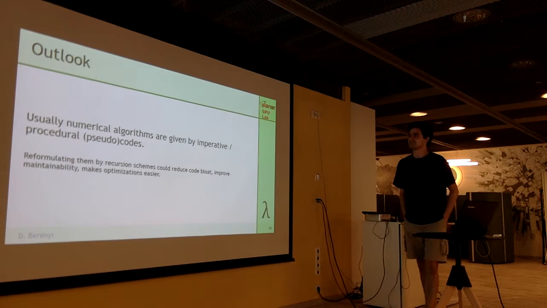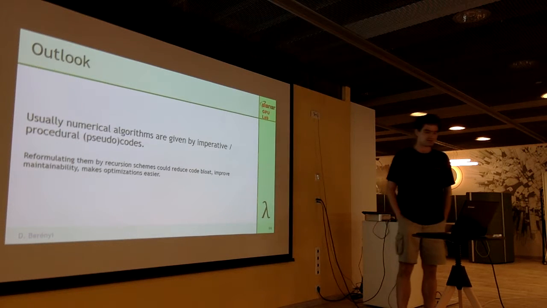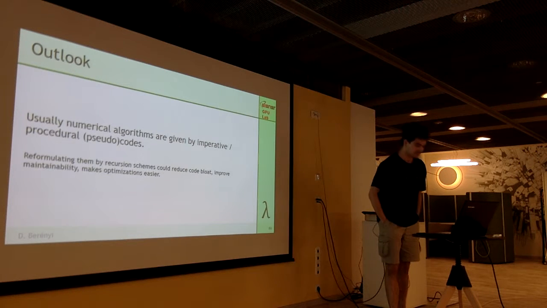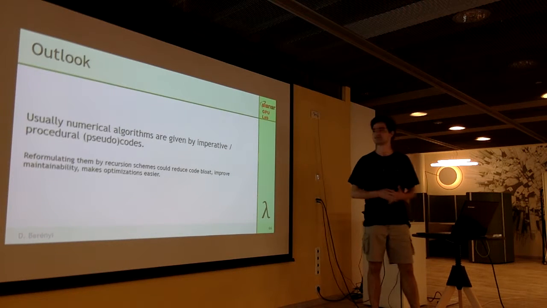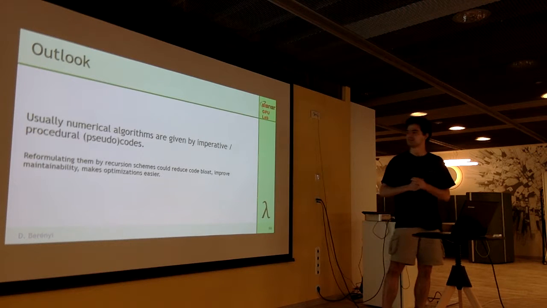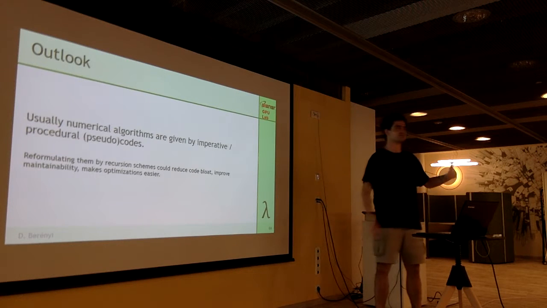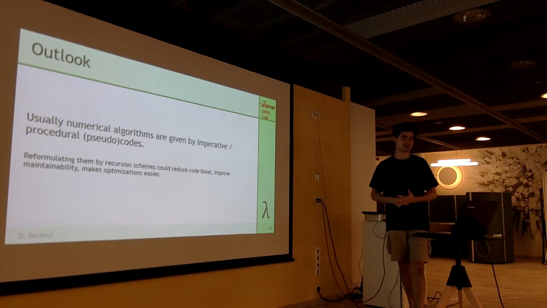Now, usually, if you open up the literature and you look for a certain numerical algorithm, you're going to find imperative and procedural language-based pseudocodes. Now, this is a bad thing, again, because if you really would like to use functional programming, you need to reformulate everything, and sometimes it is not that trivial to transform the code from the article. And reformulating them using these recursion schemes could be an interesting study, and we are really looking into that because it could reduce code bloat. You can reuse many more patterns in multiple cases. It will improve maintainability and maybe even make optimizations easier.